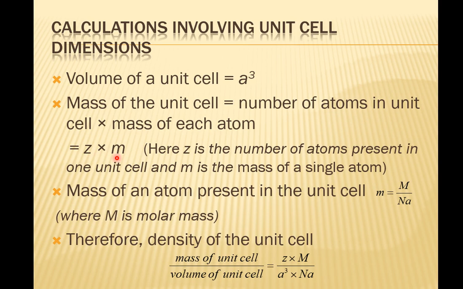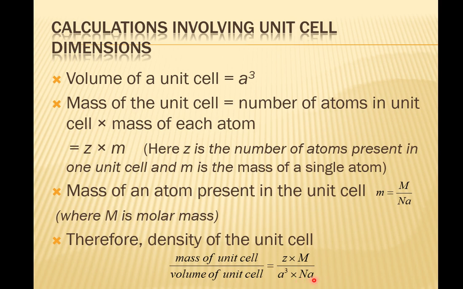Now how will you calculate the mass of one atom? Molar mass will be given to you. You know the molar mass is the mass of Avogadro number of atoms. So mass of one atom will be calculated as molar mass upon Avogadro's number. Putting these values, the density will be equal to Z into capital M upon A cube into Na.